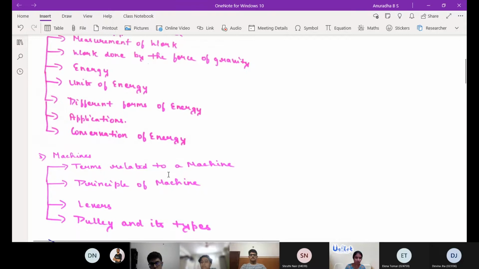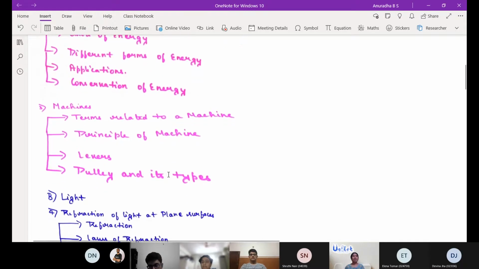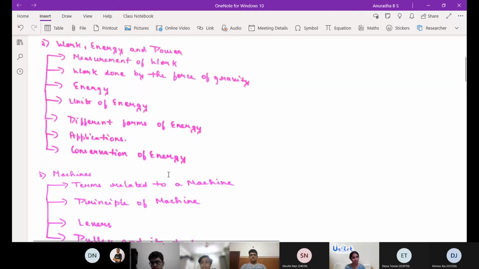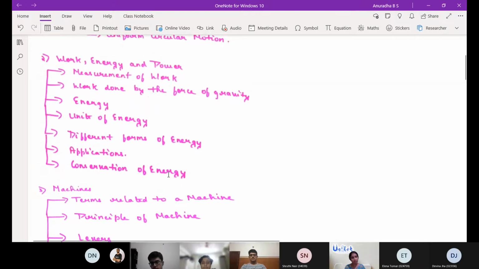Conservation of energy. Energy can neither be destroyed nor created, but can only be transferred from one form to another. Energy can neither be created nor be destroyed, but it can be transferred from one form to the other form. So you are particularly proving here. You are deriving that conservation of energy. You're just proving how that energy is conserved. So that is about the second unit, work, energy, and power.